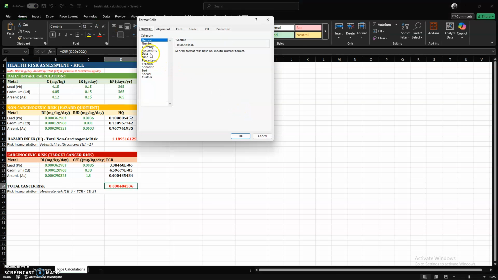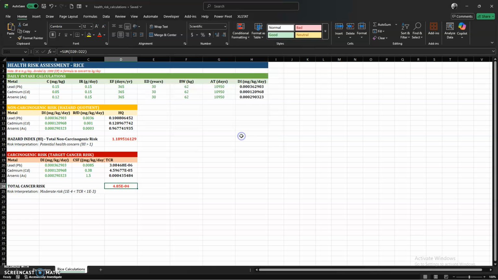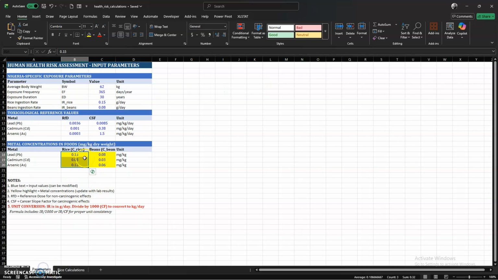If we go to scientific notation, you see that it's greater than 1 exponential negative 4. So this actually causes significant carcinogenic risk if we consume rice with this amount of concentration of lead, cadmium, and arsenic. So that is how you do your human health risk assessment.